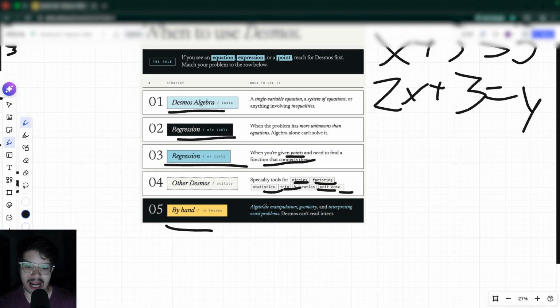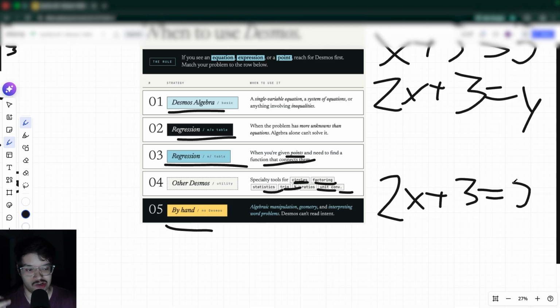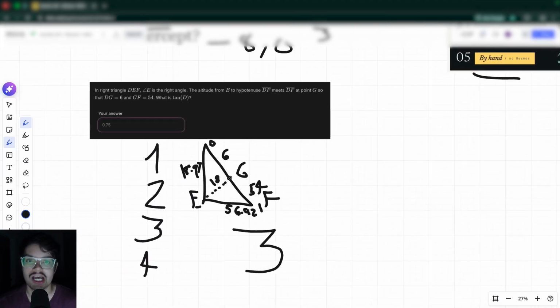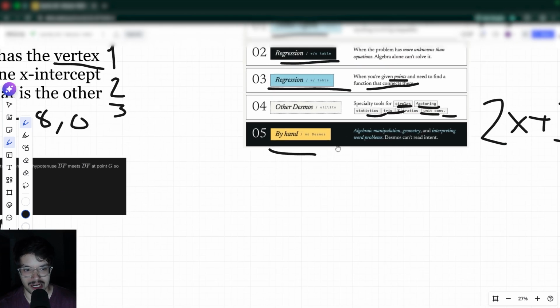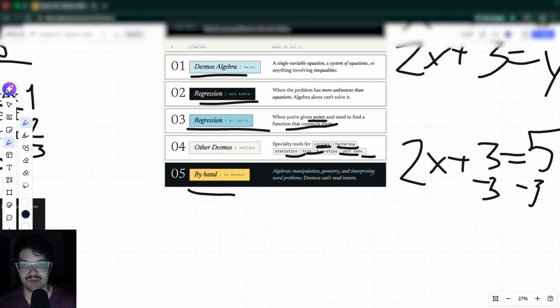So a bunch of things here, algebraic manipulation. Something like if I was trying to add something to the other side, like if I had 2x plus 3 is equal to 5, and for some reason I can't just put this in Desmos, I can subtract 3 from both sides. I have to do that by hand. I can't use Desmos for that. Geometry, just like I did over here, you cannot put different shapes into Desmos, so you have to do that by hand as well. Interpreting word problems, that's obviously all on you, all on your brain. You have to just use your brain to figure out word problems.